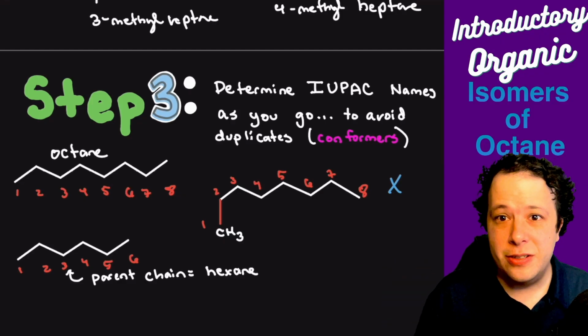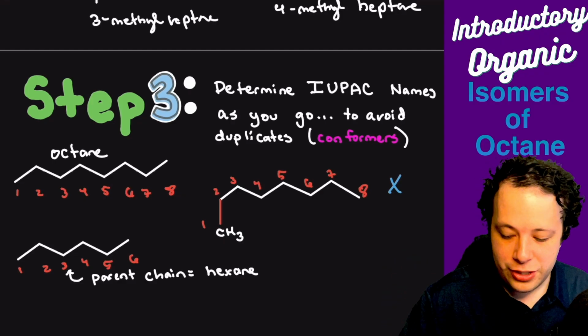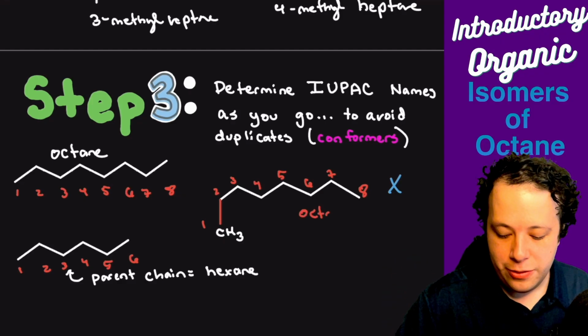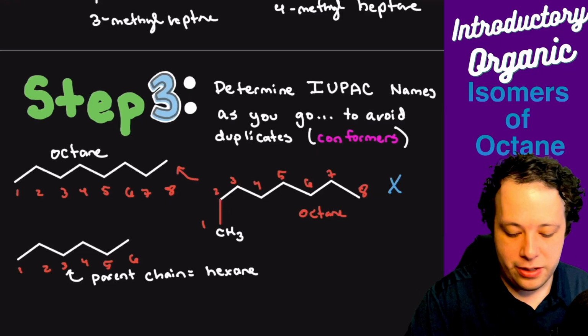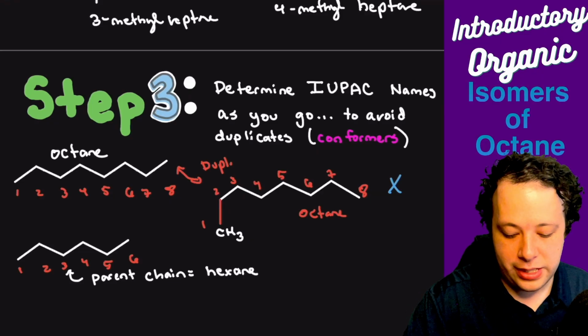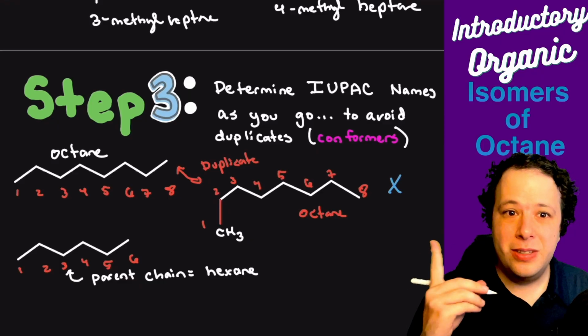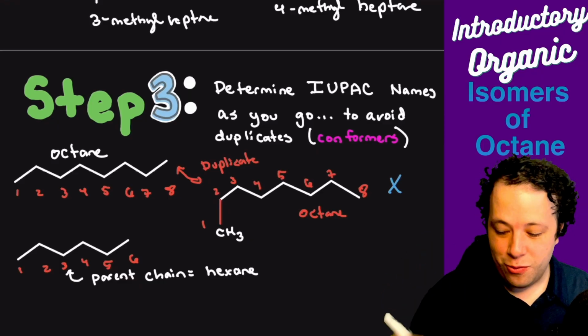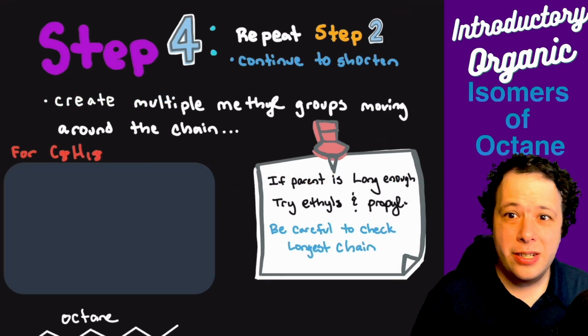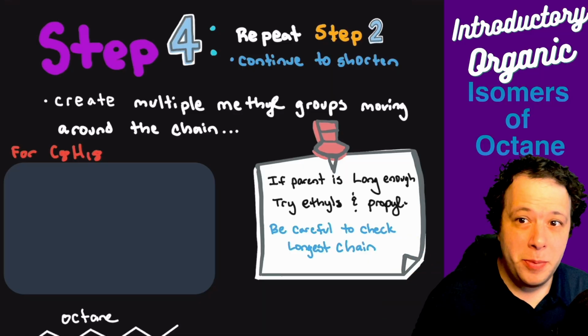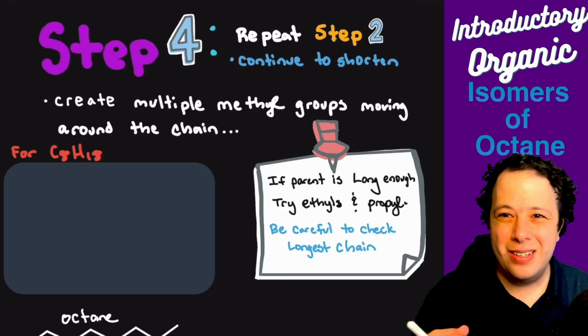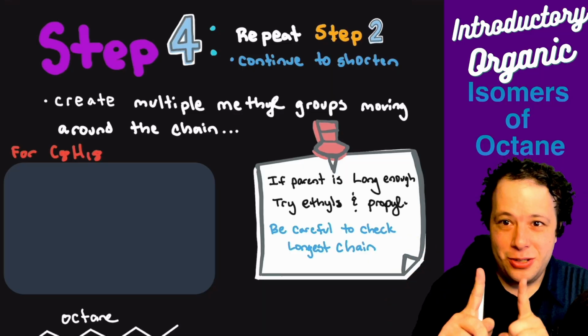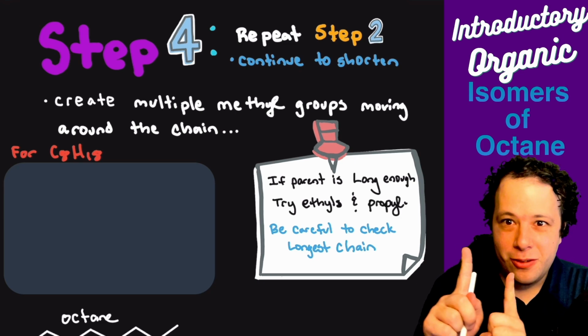It's super easy to do, but if you check your names and check the longest chain every time, then you'll realize we are avoiding any duplicates that can occur, right? So let's continue with trying to figure out the rest of these isomers. As we go through, we're going to keep repeating step 2, which is where we make a new methyl group.